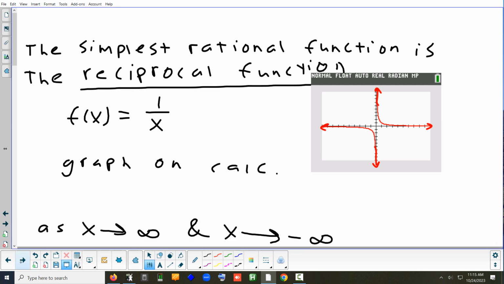Now, as x approaches infinity means as you head which way on the graph? To the right. And as x approaches negative infinity? To the left. The same thing happens. As you head further and further to the right, or further and further to the left, what's the y value getting closer to? It's getting closer to 0.